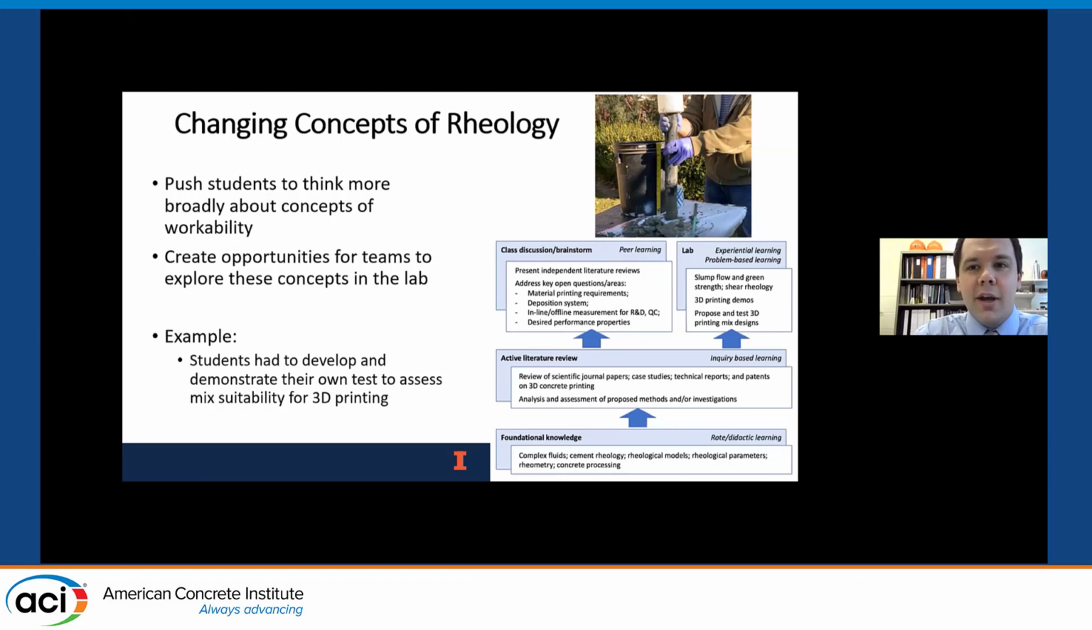And so it was really interesting, just telling them this vague notion of go make up a concrete test based on what we've done in the lab as far as standard tests, based on what we've talked about in terms of demands of 3D printing. And so we had a whole range of these concepts that students actually dreamt up and applied to try to differentiate concrete mixes. And this was also an effective way to engage my distance students.